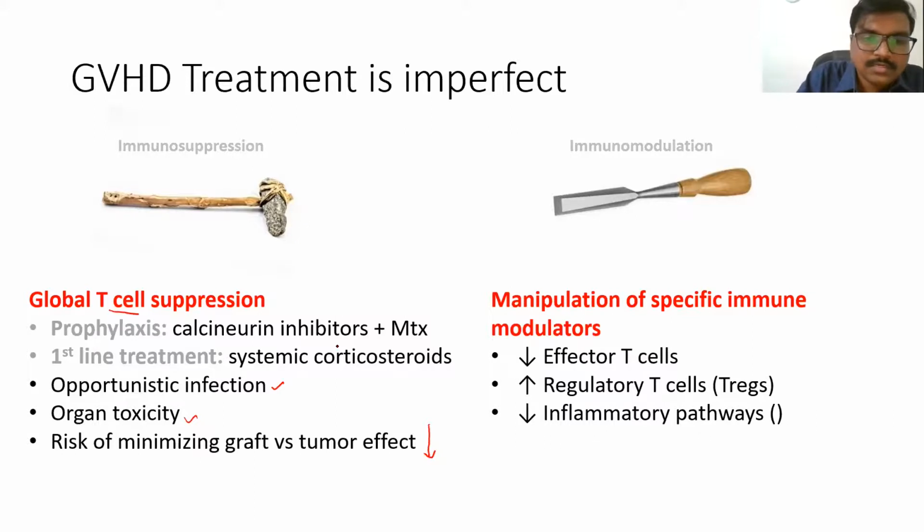However, these are the mainstream treatment molecules. So we give in prophylaxis, they usually give calcineurin inhibitors with methotrexate, and in the treatment we give systemic corticosteroids for grade 2 and above, and usually for grade 1 we give topical steroids only.